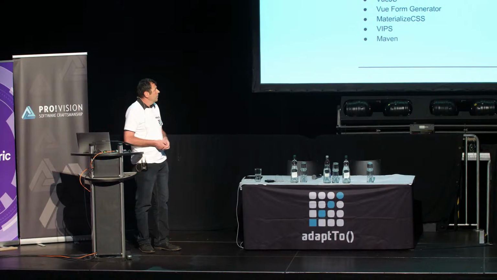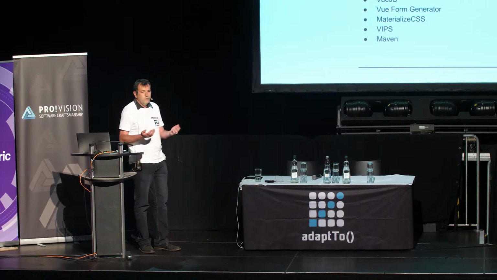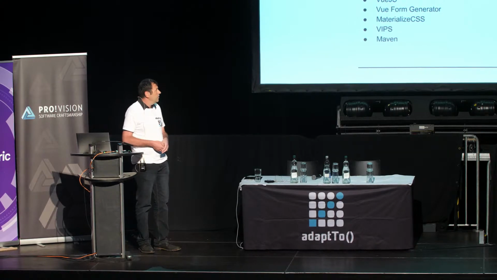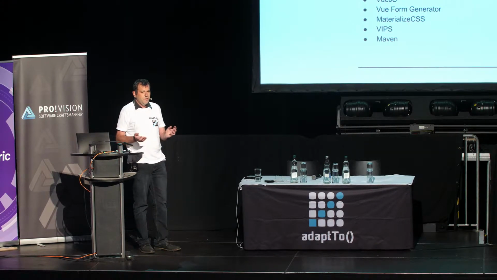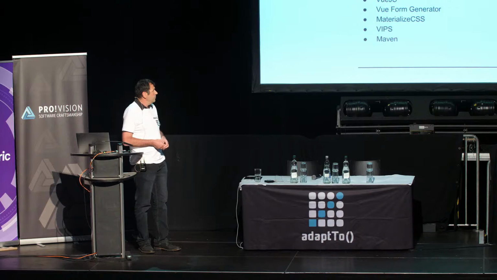WCMIO, we basically use the whole package deployment. So we have the same type of package deployment as you have in AEM, and we actually have that in this as well through support from Stefan. Of course, J2V8, that's the wrapper for Node.js, Vue.js and Vue Form Generator. They help to make the UI nice. Materialize CSS, that's the CSS that we use for the administration. Vips for image renditioning, and Maven, of course, for builds.